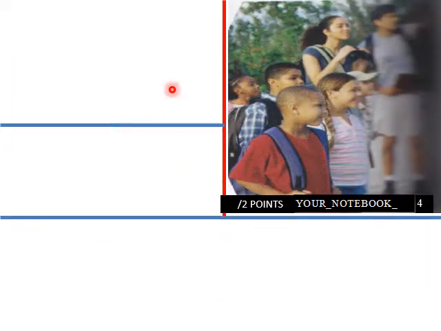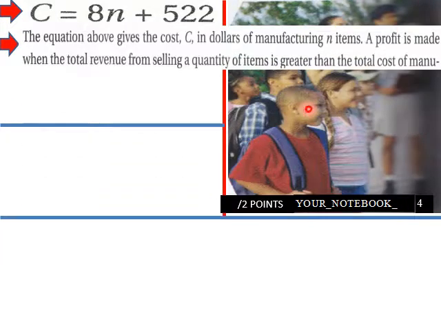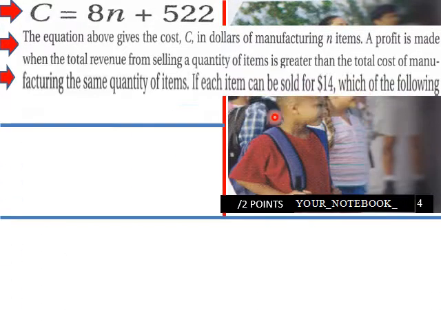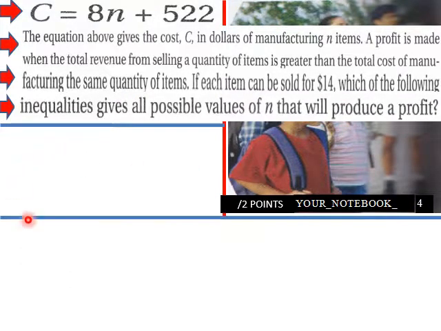Now we have C equals 8n plus 522. The equation above gives cost. Profit is made when the total revenue from selling is greater than the total cost. For manufacturing, the same quantity n, each item is sold for 14 bucks. Which of the following inequalities gives all possible values of n that will produce a profit? So here are our quantities that will make this statement valid.